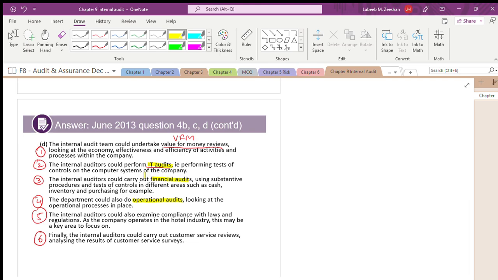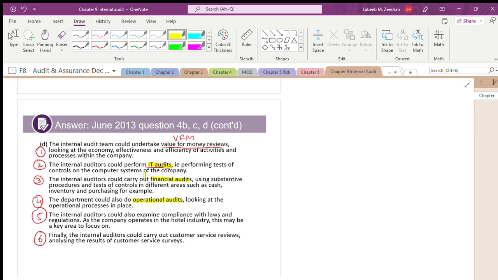You have to pass. You have to be very, very specific. Take one point. They can conduct IT audit for the computer system. They can conduct financial audit, substantive procedures and test of controls. Is it right? In terms of cash. They can conduct operational audit in terms of operating procedures. Fine. These three. Now, what will the internal auditor do apart from the internal controls? They will do value for money, operational audits, IT audits, financial audits.